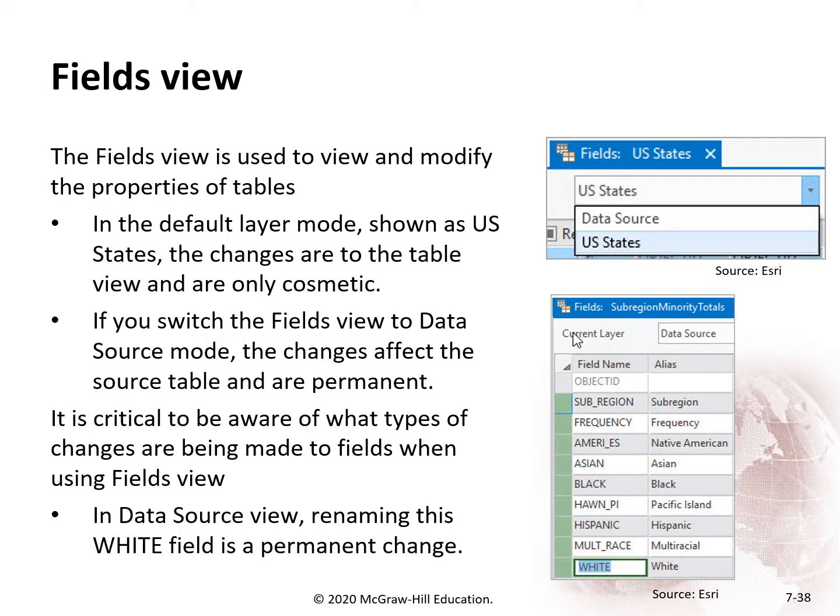The field view is used to view and modify the properties of the tables. You can switch between field and data source view, and the changes that affect the source table are permanent. Be aware of what types of changes are being made to fields when you're using the field view and the data source view. Renaming this field is a permanent change. So you see there they got it highlighted. If you change it there, it's permanent.